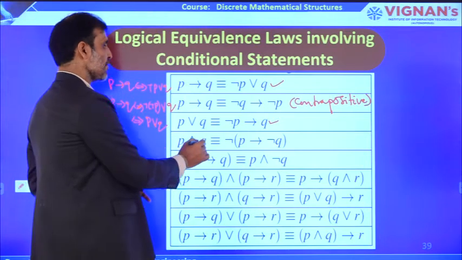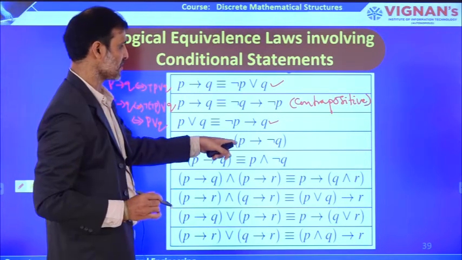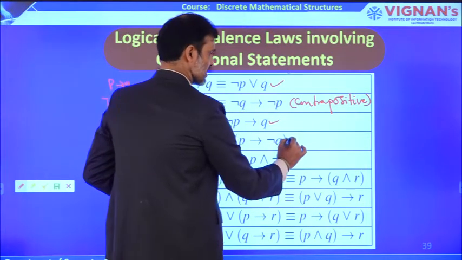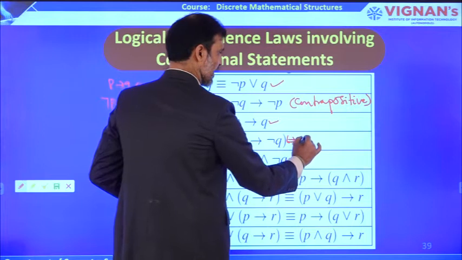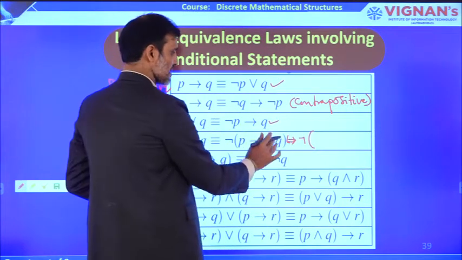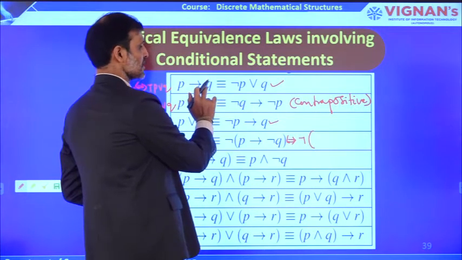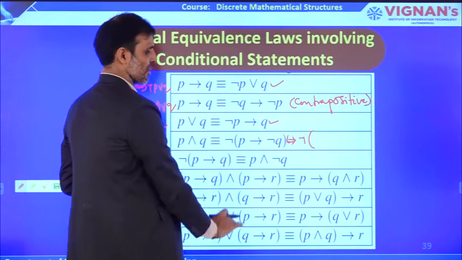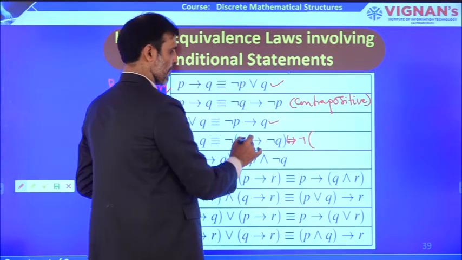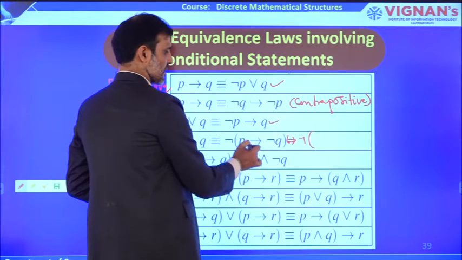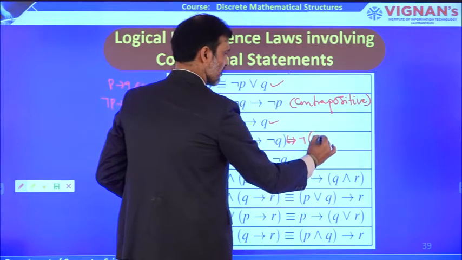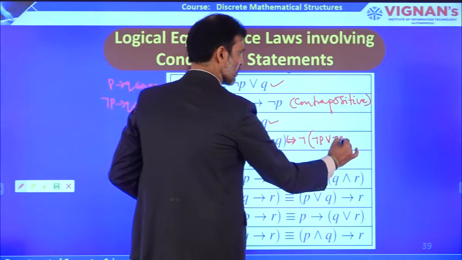P and Q is logically equivalent to negation of P implies negation of Q. So we know this is logically equivalent to, how do we write, negation of P implies negation of Q, P implies negation of Q. P implies Q is the basic law for all these laws. P implies Q is logically equivalent to negation of P or Q. So you can convert this implication into the form of a disjunction. How do we write? Negation of P or negation of Q.